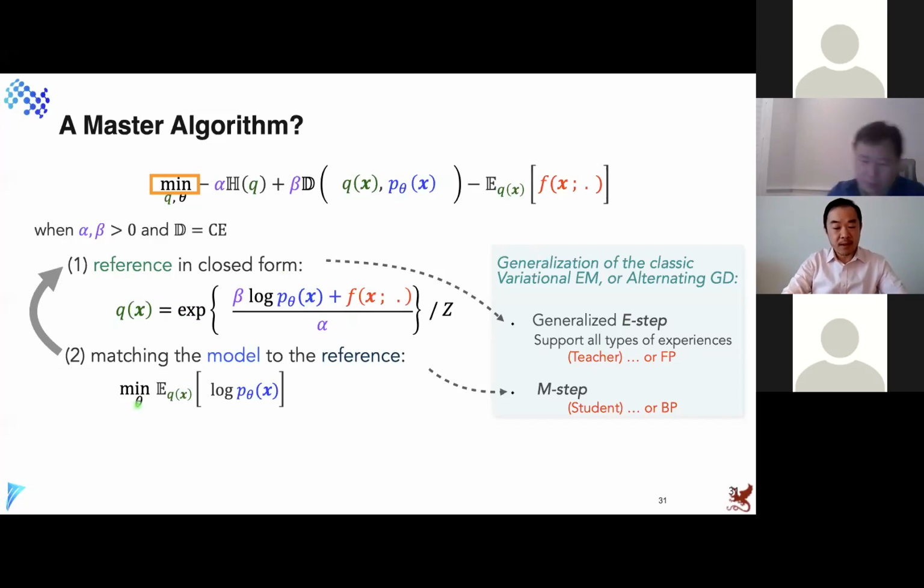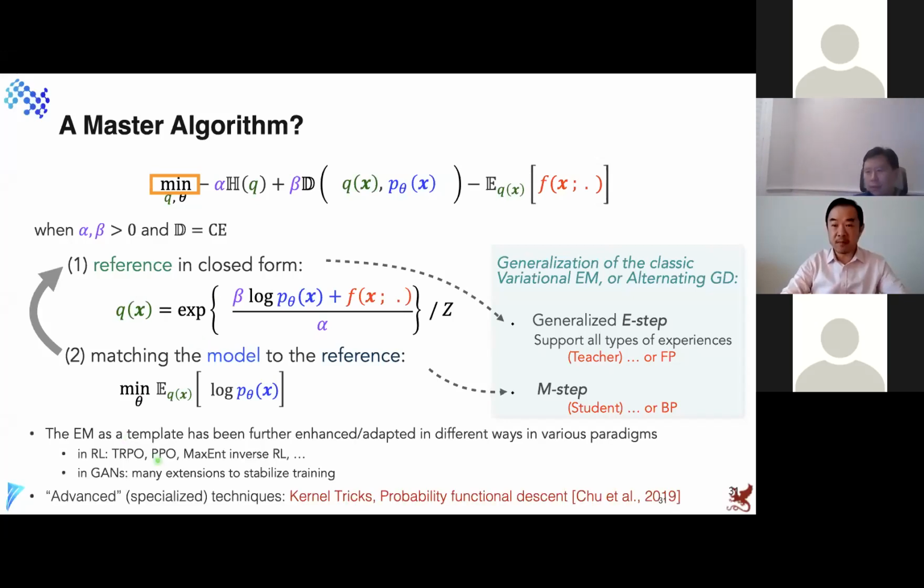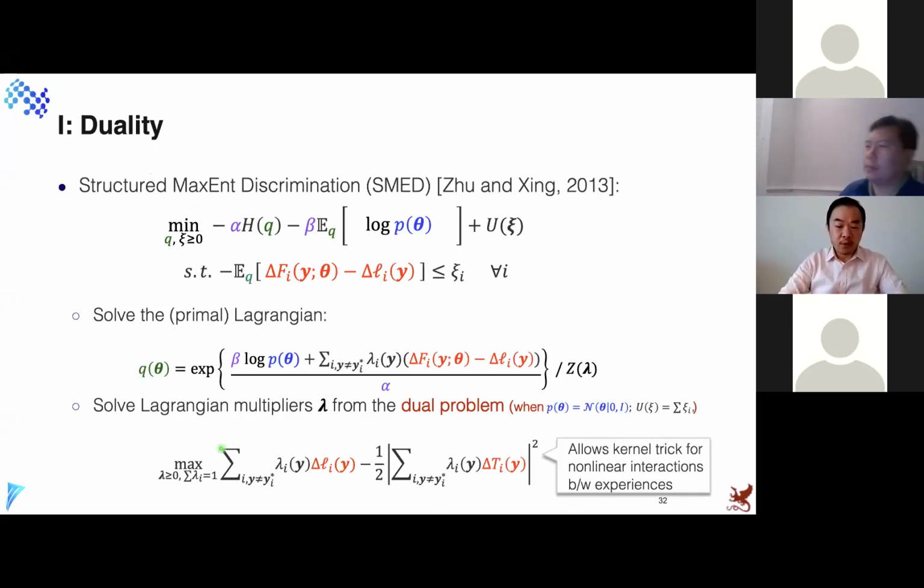So this generic alternating optimization framework can be further specialized with a lot of tricks, such as the PPO trick I just mentioned, and also many of the other stabilization methods we used in GAN and other frameworks. There exist even more advanced techniques to further augment this framework, still without losing generalizability. For example, we can imagine solving the standard equation in its dual form, which results in a very interesting formulation where you see nonlinear interactions between different experiences and different features.